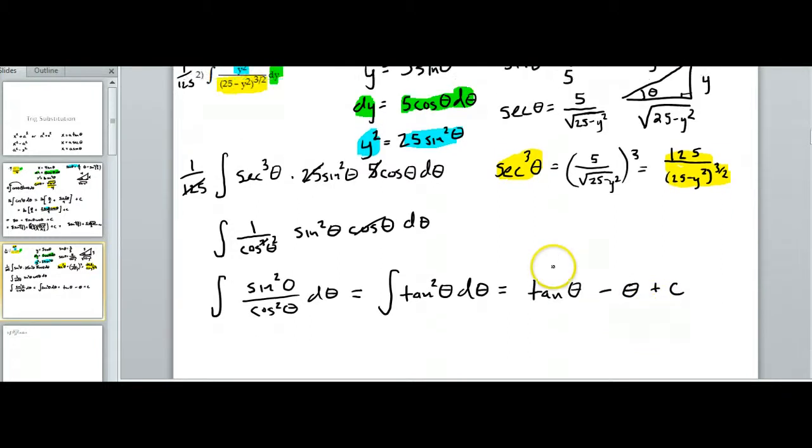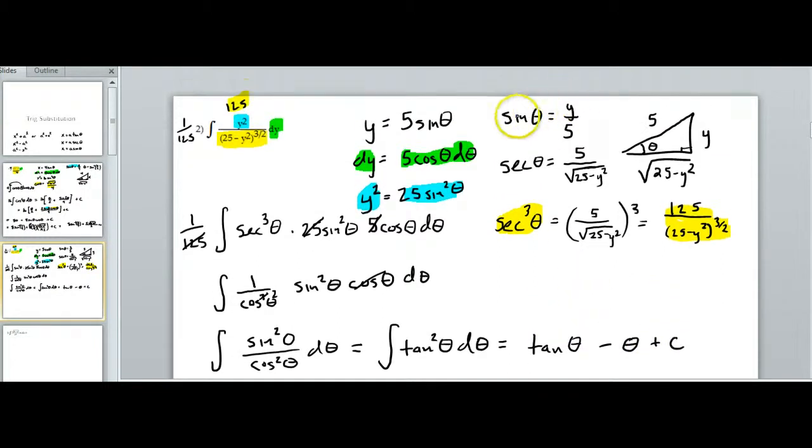Alright, now once again we need to know what theta is. So sine of theta equals y over 5. Alright, so that right there gives me that theta equals the arc sine of y over 5. Alright, and then tangent theta is opposite over adjacent, so y over the square root of 25 minus y squared.